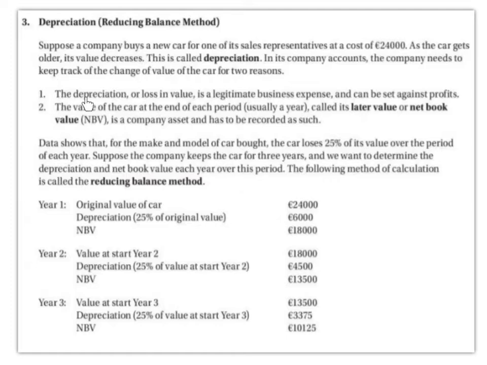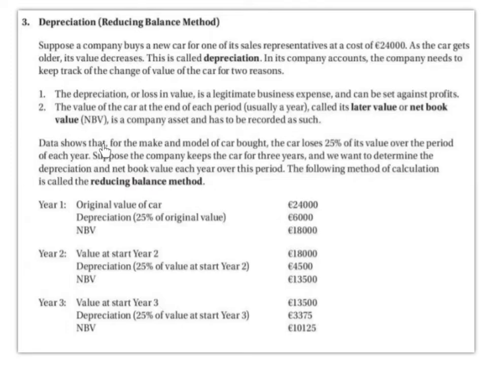Reason 1, the depreciation, or loss in value, is a legitimate business expense and can be set against profits. Reason 2, the value of the car at the end of each period, usually a year, called its later value or net book value, NBV, is a company asset and has to be recorded as such.